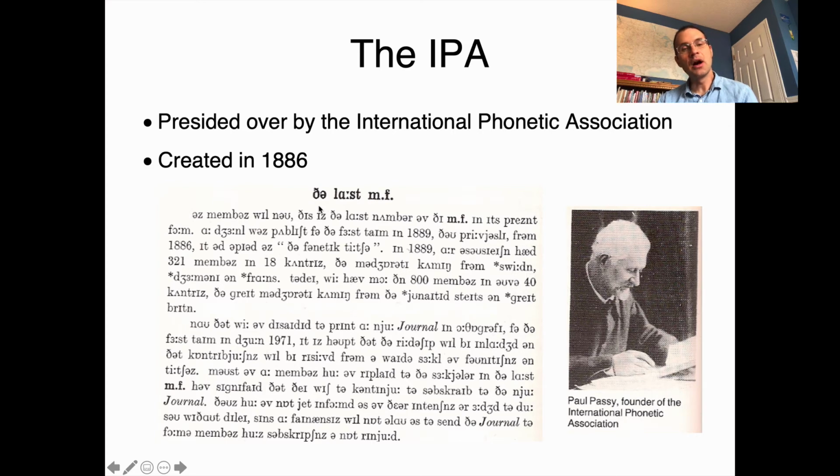So it says, the last number. As members will know, this is the last number of the journal in its present form. Our journal was published for the first time in 1889, though previously, from 1886, it had appeared as the Phonetic Teacher. In 1889, our association had 321 members in 18 countries, the majority coming from Sweden, Germany, and France. Today, we have more than 800 members in over 40 countries, the great majority coming from the United States and Great Britain.